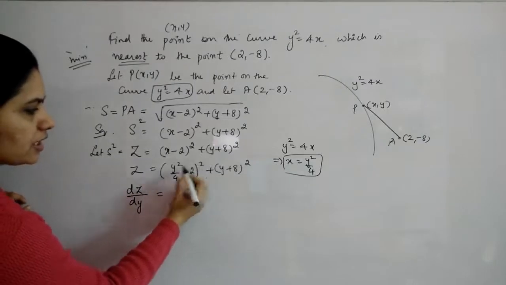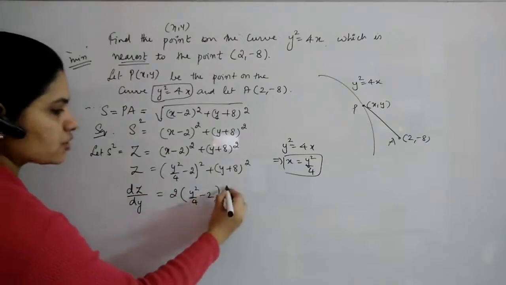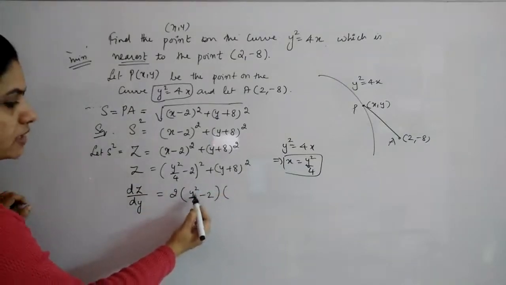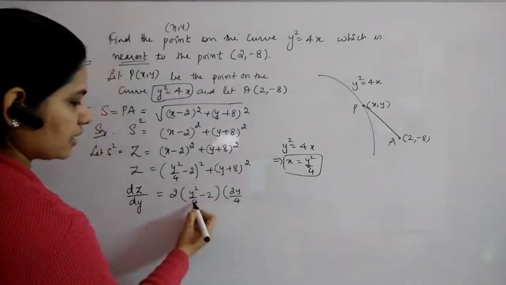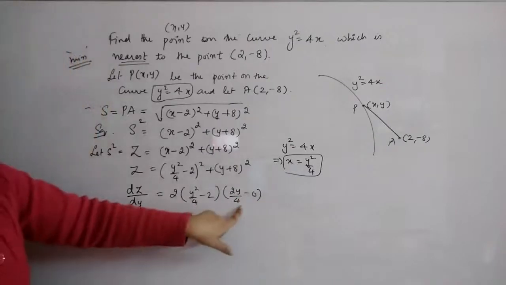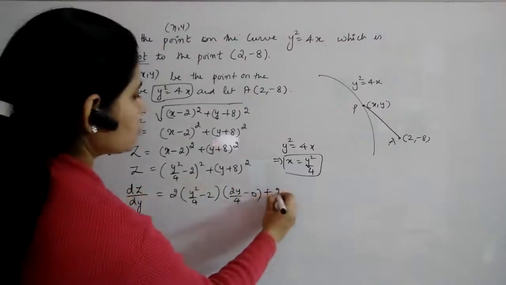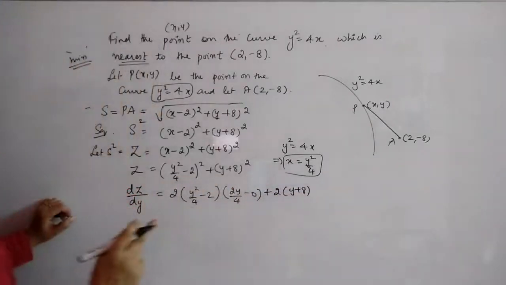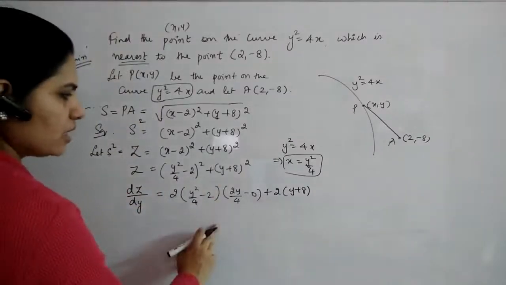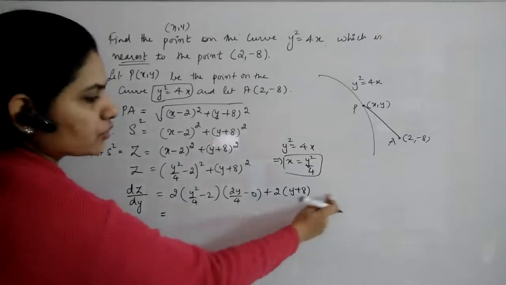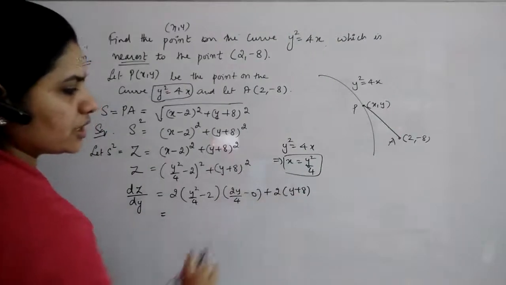With respect to y you are differentiating a square. So this is 2 into the term inside into the derivative of this term. The derivative of y square by 4 is 2y by 4, and minus 2 is a constant. Now the next term is 2 into (y plus 8). Remember, you are differentiating with respect to y, so no dy by dx like that. The derivative of y is 1 and the derivative of 8 is 0, so you will get only 2 into (y plus 8).